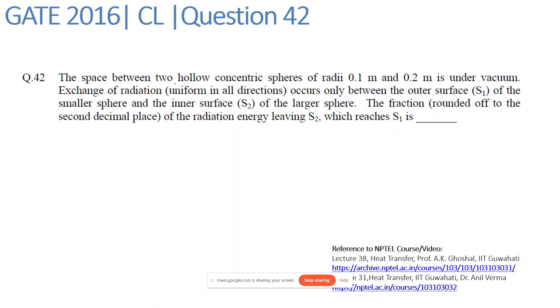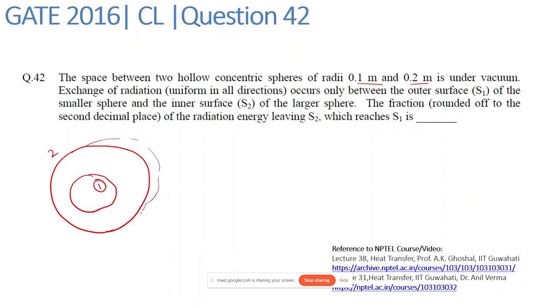For the next question, we have been given the space between two hollow concentric spheres of radii 0.1 meter and 0.2 meter, which is under vacuum. So here we have two spheres. Let's consider the inner one as sphere 1 and the outer sphere as sphere 2. Ultimately this will look like this, where we have just shown a cross section of the spheres.